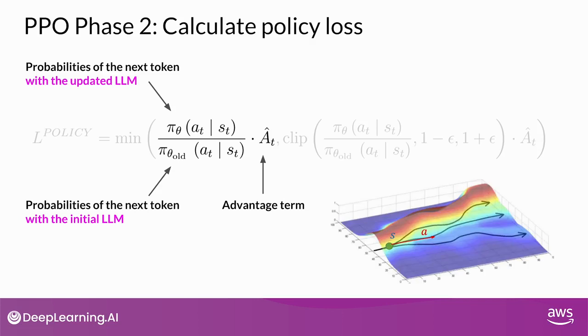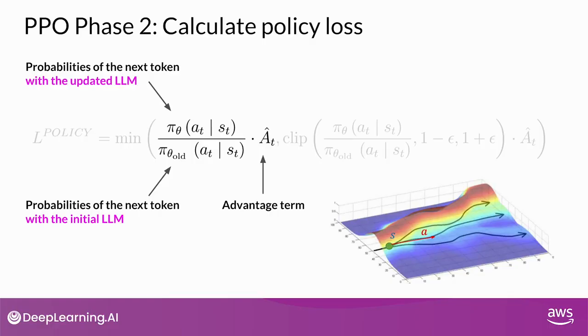Here is a visual representation of what I just described. You have a prompt S and you have different paths to complete it, illustrated by different paths on the figure. The advantage term tells you how better or worse the current token a sub t is with respect to all the possible tokens. In this visualization, the top path, which goes higher, is a better completion, receiving a higher reward. The bottom path goes down, which is a worse completion.